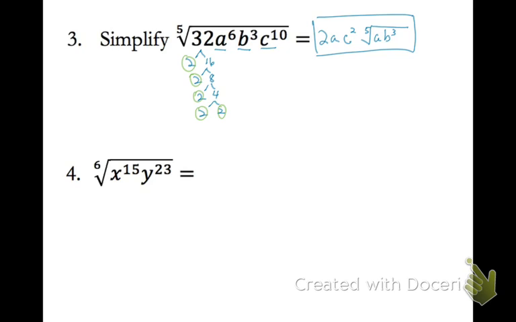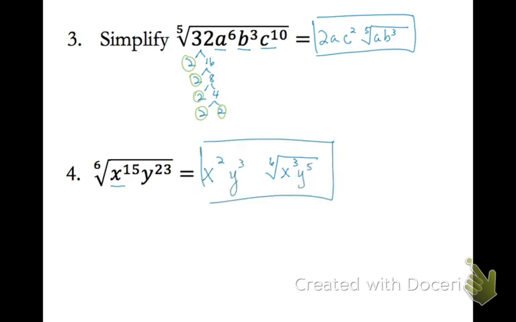Number 4, the 6th root of x to the 15th, y to the 23rd. So let's start by taking out groups of 6 x's. We can take out 2 groups of 6, and that'll leave us with 3 x's left underneath. We can take out 3 groups of 6 y's. That takes care of 18 of them, and we'll have 5 left. So our final answer is x squared y cubed times the 6th root of x to the 3rd power, y to the 5th power.